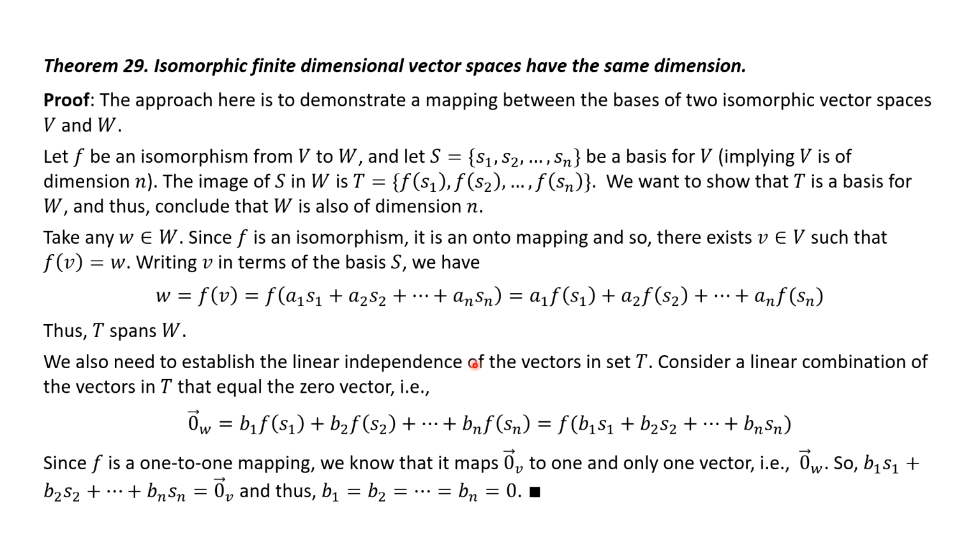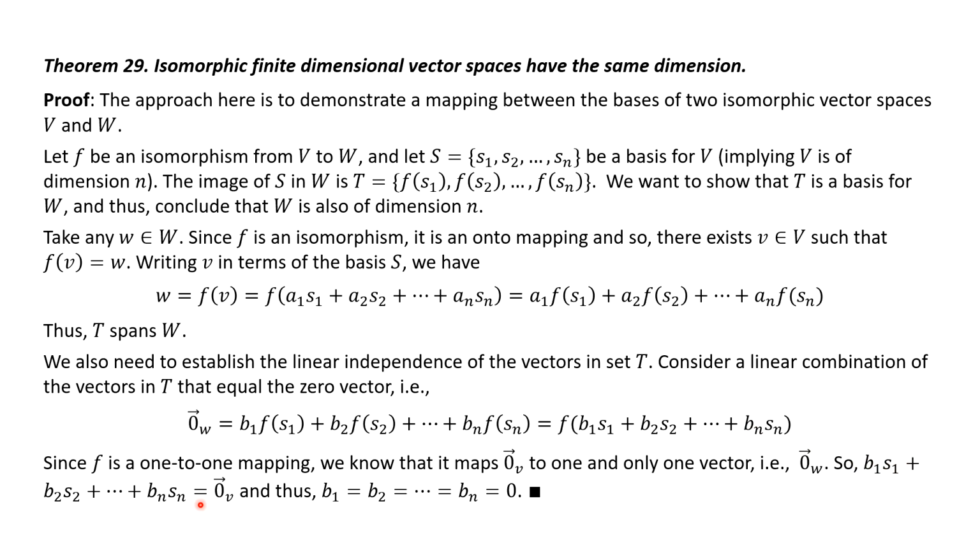Next, we show linear independence. Consider a linear combination of vectors in T that's equal to the zero vector in W, this here. Then using the linearity property, we know this equals this. But we've proven earlier that F is a one-to-one mapping. If F is a one-to-one mapping, we know that it maps the zero vector in vector space V to one and only one vector, the zero vector in vector space W. So in other words, this thing inside of here must be 0.